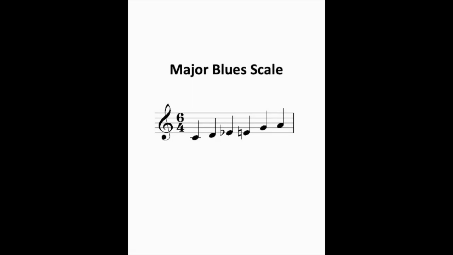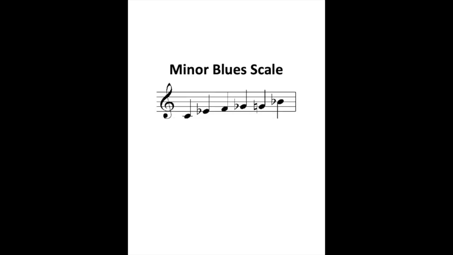There are two types of blues scales. They are major blues scales, made up of a 1, 2, a flat 3, a major 3, a 5, and a 6. Then you have the minor blues scale, comprised of the 1st, flat 3rd, 4th, flat 5th, 5th, and flat 7th. As you can see by the examples, they're both comprised of 6-note scales.